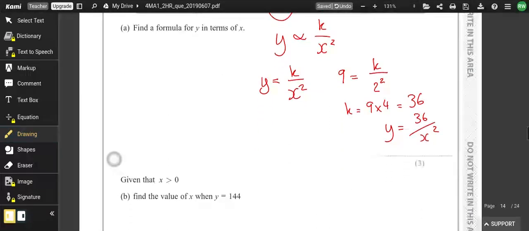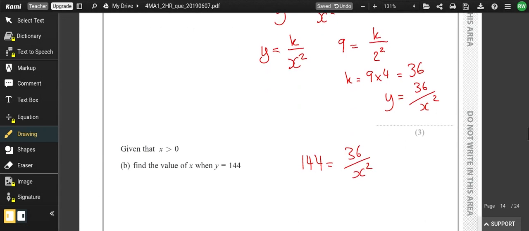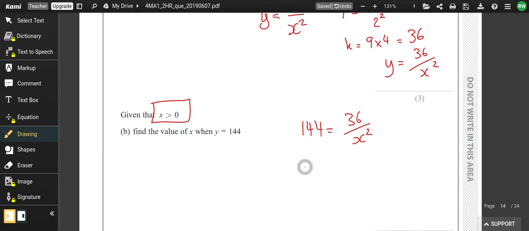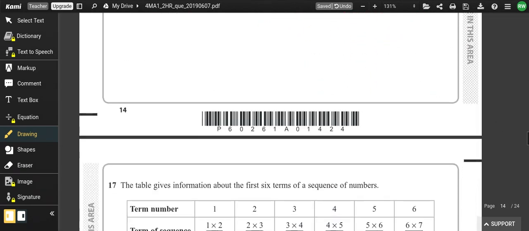Given that x is greater than 0, find the value of x when y is 144. So we're going to put 144 equals 36 over x squared and find out the positive value of x, because when you square root, you get two values. So rearrange this. Some of you did this the wrong way around. 36 over 144, which equals a quarter. So if I square root that, I get x equals plus or minus a half. But we have to take the positive value, so x is a half.